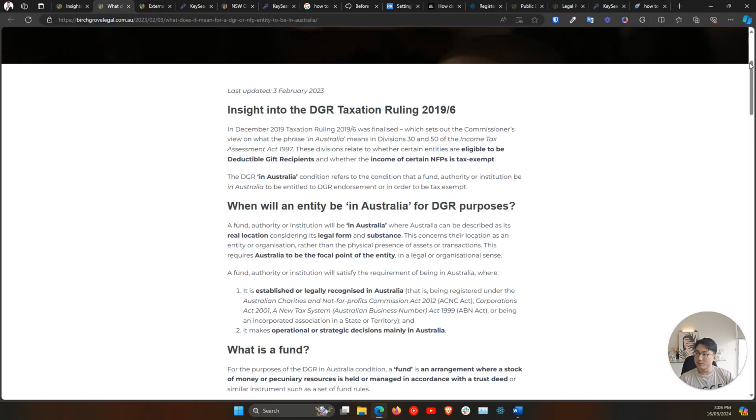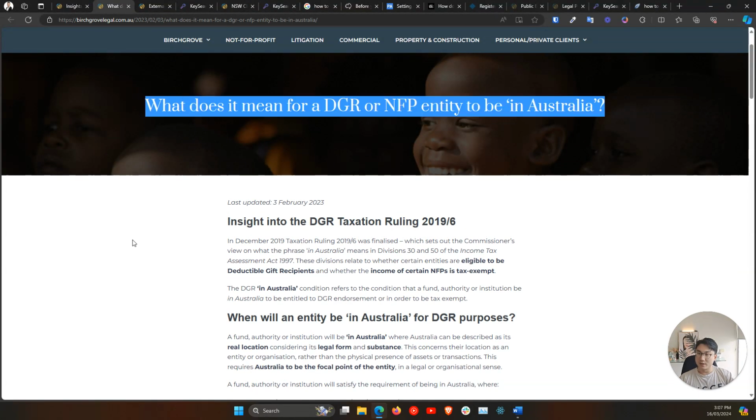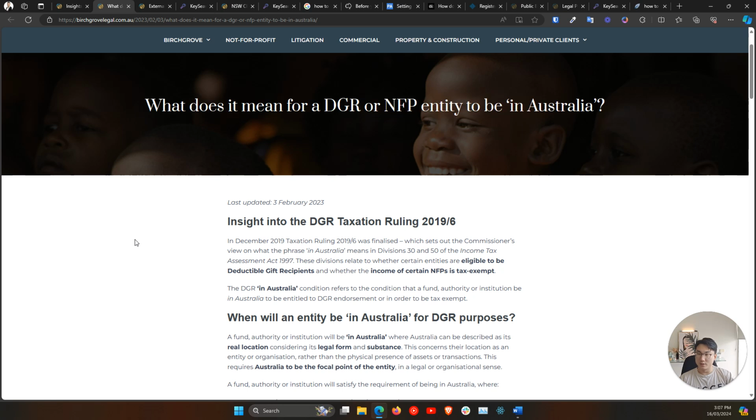So now I clicked on this article because it's answering one simple question of what does it mean for a DGR or NFP entity to be in Australia. This is related to not-for-profit, clearly because of the abbreviation NFP, but also mentions DGR, which, from my understanding, is like a regulation or something. So I'm just reading the article itself.